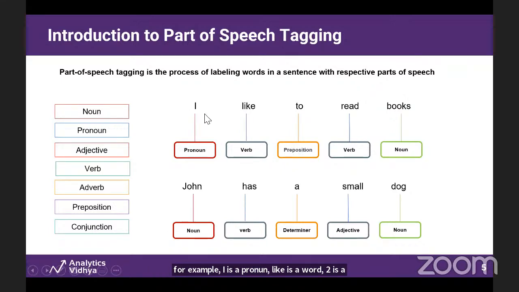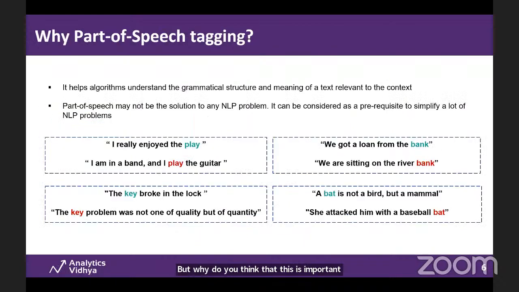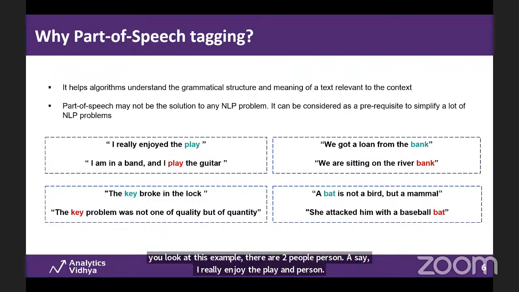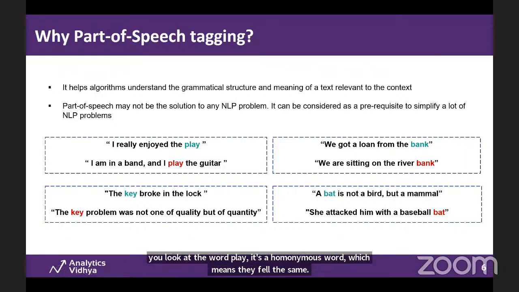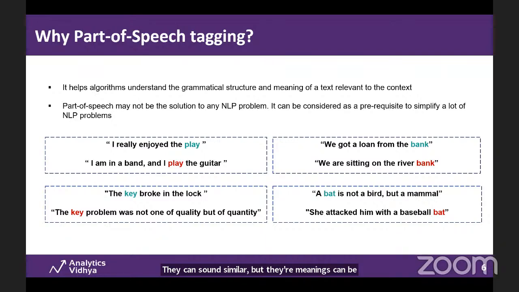But why do you think this is important? If you look at this example, there are two people. Person A says, I really enjoyed the play, and person B says, I am in a band and I play the guitar. If you look at the word play, it's a homonymous word, which means they are spelled the same. They can sound similar, but their meanings can be completely different based on the context. As human beings, it is easier for us to understand the context of this word. But for a machine to understand the context of the word, POS tagging becomes crucial.